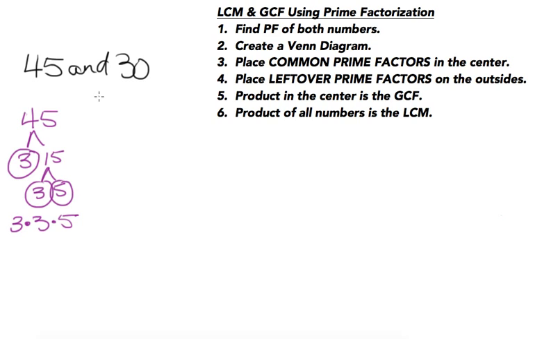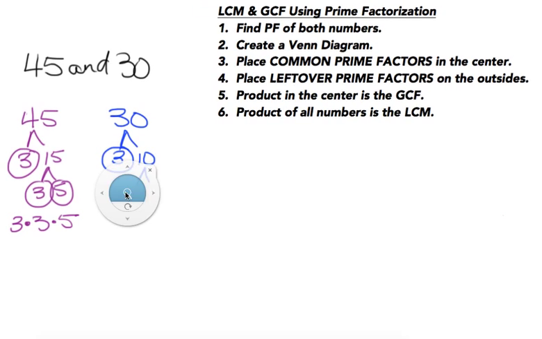Now let's find the prime factorization of 30. I can do 3 times 10. 3 is prime, and I can do 2 times 5. Those are prime. So I've got 2 times 3 times 5. I wrote both prime factorizations in expanded form just so that I could see each number separately.